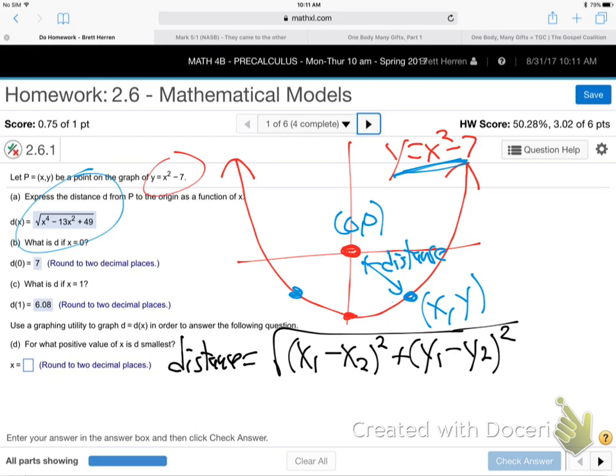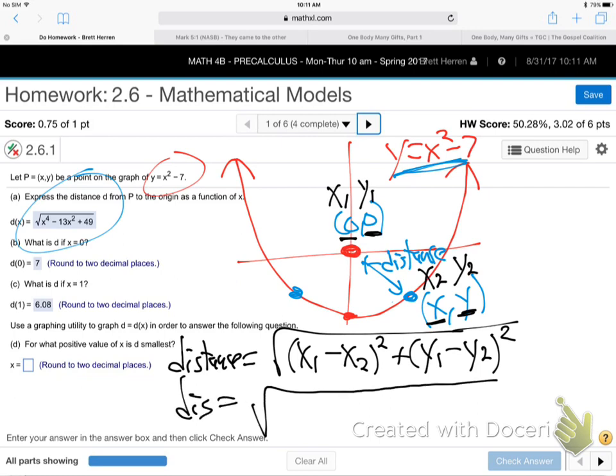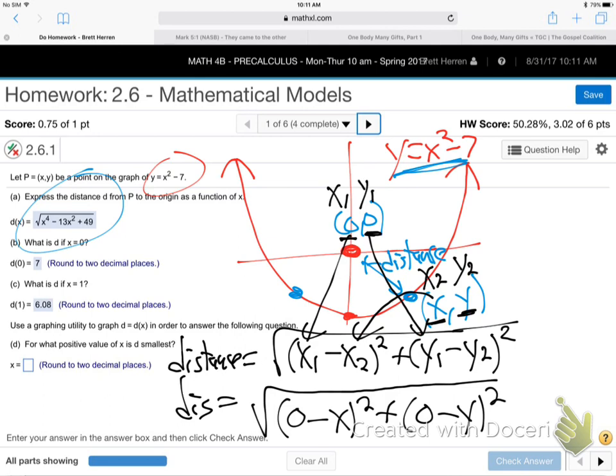My two points are 0, 0, which is my x1, y1, and x, y, which will be my x2, y2. You could switch. It doesn't matter. You could call the 0, 0 x2, y2, and the other one x1, y1. It doesn't matter what order. So then the distance between the origin, 0, 0, and the point x, y is the square root of 0 minus x squared plus 0 minus y squared. Good so far? Right, I just plugged in 0 for x1, 0 for y1, x for x2, y for y2.